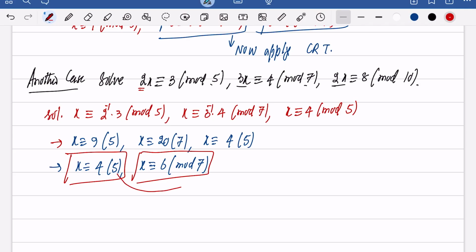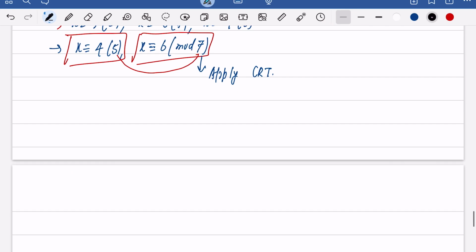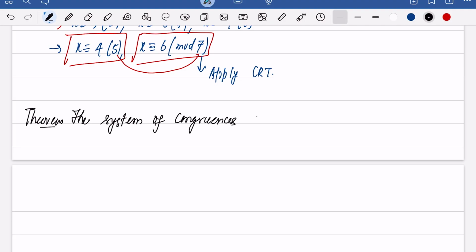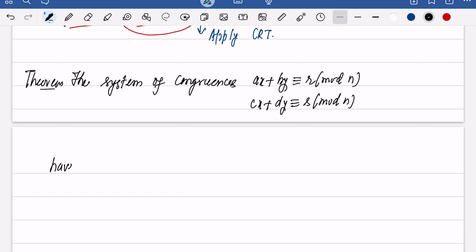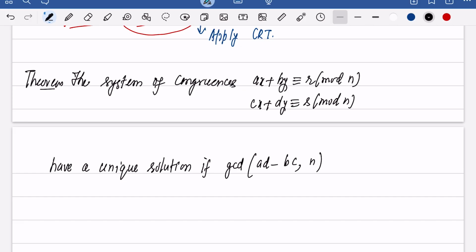Now these congruences can be solved by the Chinese remainder theorem because 5 and 7 are relatively prime, so therefore apply the Chinese remainder theorem. Now let's move to another heading. So this is the theorem. The system of congruences ax plus by congruent to r mod n, cx plus dy congruent to s modulo n, has a unique solution if GCD of ad minus bc and n is equal to 1. Otherwise it has no solution.